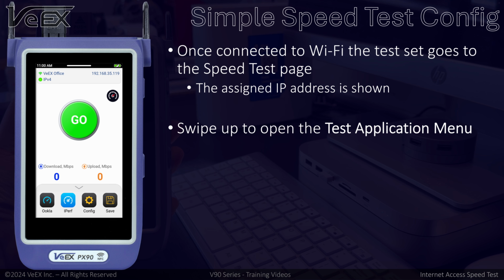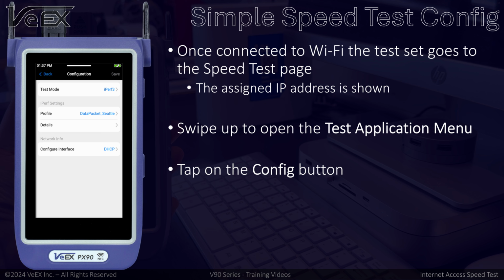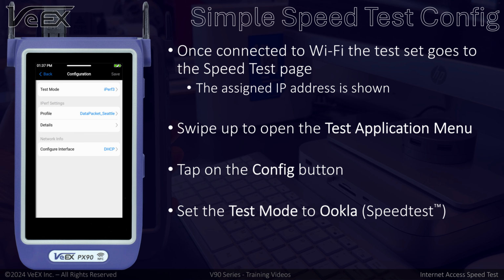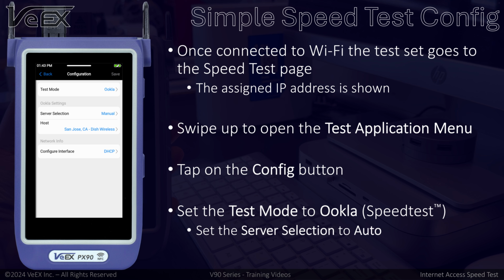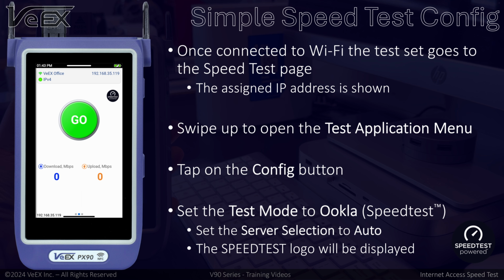Swipe up from the bottom of the screen to reveal the test applications menu and select Config to configure the test. Make sure the test mode field is set to Ookla, then go back to the configuration page. Then, tap on the host field and choose the automatic server selection mode. The official speed test logo will be displayed on the test page.